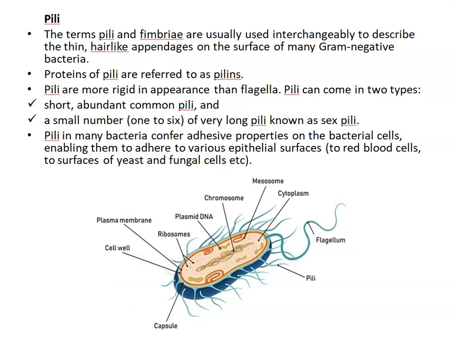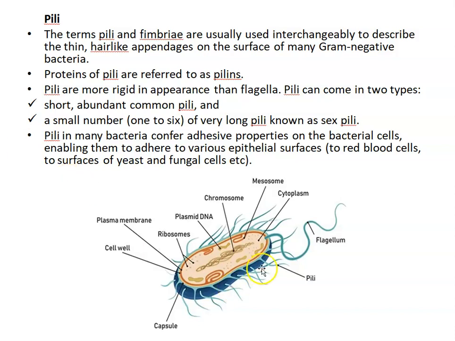Next, pili. The terms pili and fimbriae are usually used interchangeably to describe thin hair-like structures present on the surface of many gram-negative bacteria. Pili are made up of a group of proteins called pilin. Pili are more rigid in appearance than flagella, right?